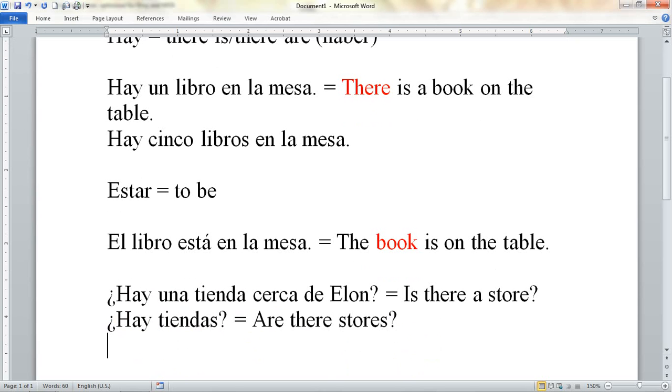Now, someone might say, oh, there's only one. Solo hay una tienda. There's only one store. Okay. Maybe you ask with the plural form. Okay. And then they answer with the singular form. Sometimes you don't know. So whether this is singular or plural might depend on how many of those things you expect there to be.